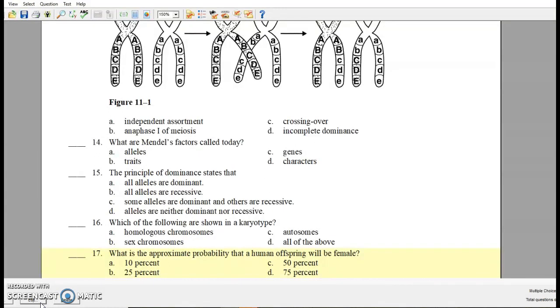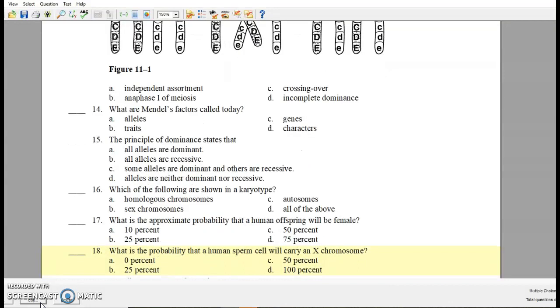The approximate probability of a human offspring will be female. It's like flipping a coin. Heads, females, tails, males. So it's a 50-50 chance. Every time you have offspring, it is a 50-50 chance. Half of the male sperm has an X and half of the male sperm has a Y, and that determines the gender of the baby. The probability that a human sperm cell will carry an X, same thing I just said, is 50%, C.